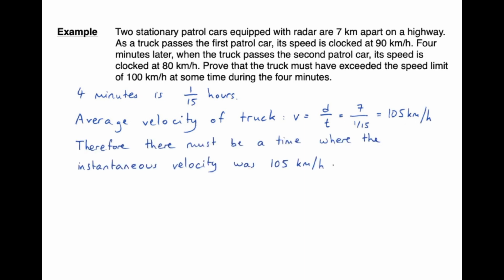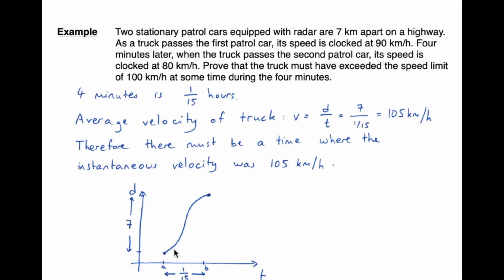So therefore, there must be a time where the instantaneous velocity was 105. This is the conclusion that you would get from applying the MVT. So how does it work if we think in terms of MVT? Well, here's the situation. This is the truck as it goes through time. These are the 4 minutes that happen, and this is the distance traveled. So as the 4 minutes pass, the truck is traveling these 7 kilometers.